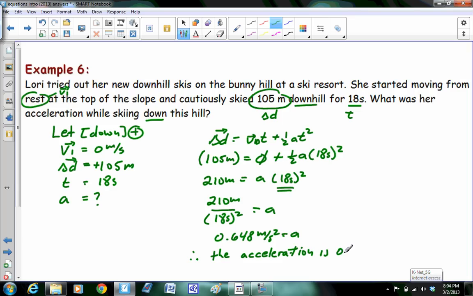Is 0 point, and with significant digits, we've got 2, I think. 0.65 meters per second squared. And remember, positive is positive, so down was positive, downwards. Okay, and that's it. So that's it for this component of the video.